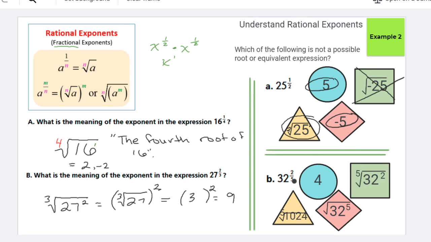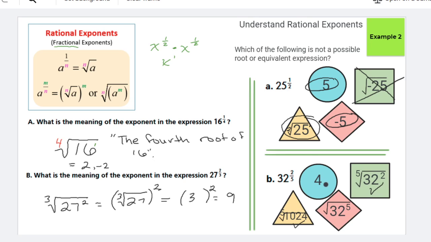So now let's check out this one. So 32 to the 2/5, right? This is following that same formula, where the 5 turns into the index and the 2 turns into the power. So this one's good. Now 32 squared is 1024. So I could square that 32 and then have the 5th root here. It's a little ugly, but we can do it.